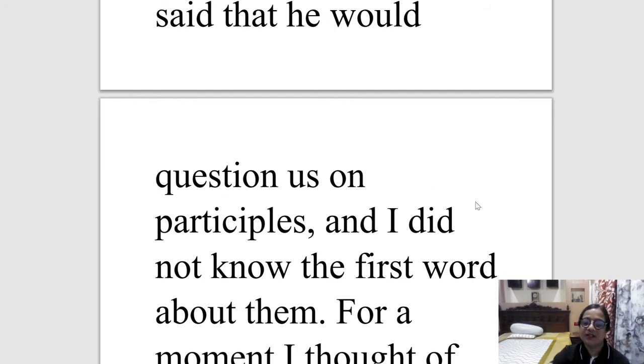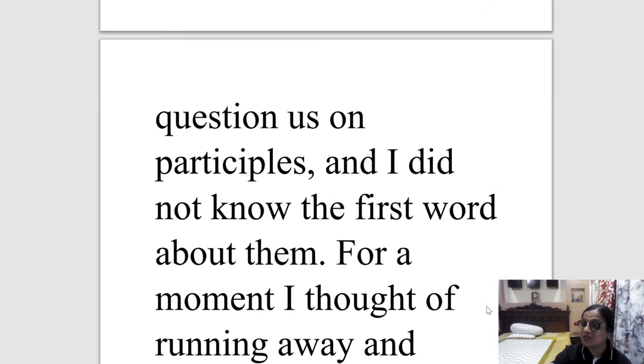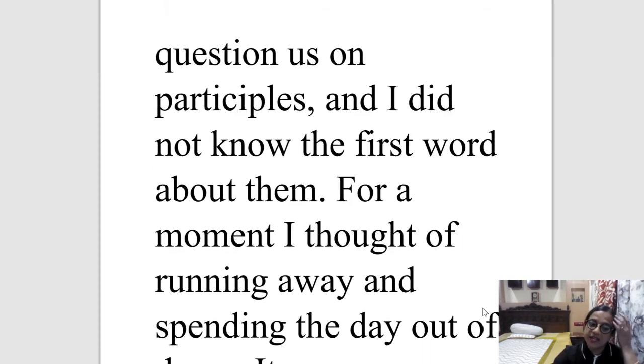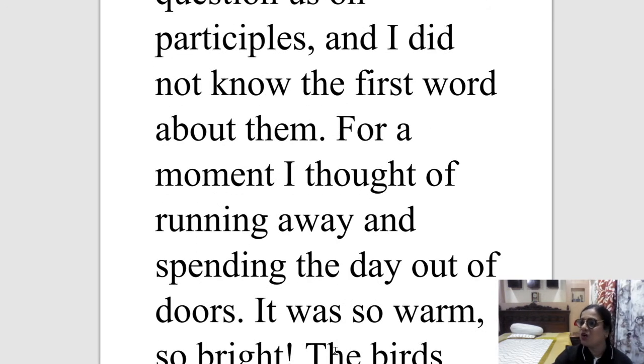And I did not know the first word about them. That is, he was least aware of the participles, and therefore he was dreading to go to school. Therefore, he was afraid to go to school. For a moment, I thought of running away and spending the day out of doors. It was so warm and so bright. So the little boy Franz was thinking of running away to bunk class, not go to class, and go and enjoy the nice weather outside.